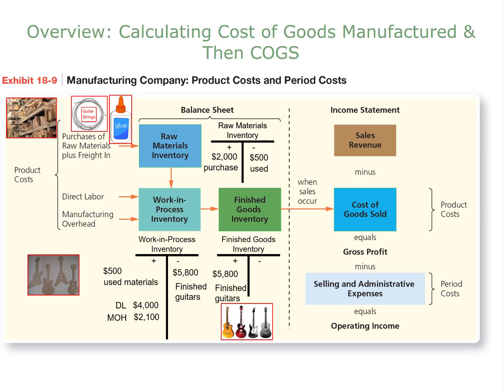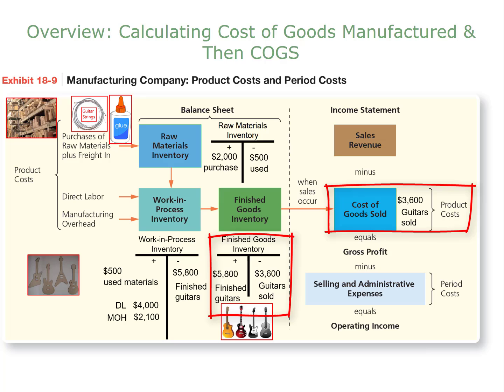Then, when some guitars are sold, we remove them from the finished goods inventory, and the cost then becomes the expense called cost of goods sold on our income statement. Let's say we sold several guitars that cost a total of $3,600 to make. Remember, this $3,600 consists of three costs: raw materials, direct labor, and manufacturing overhead. When the guitars are sold, the costs transfer out of finished goods inventory to cost of goods sold, which is the main expense of a manufacturer and appears on the income statement.